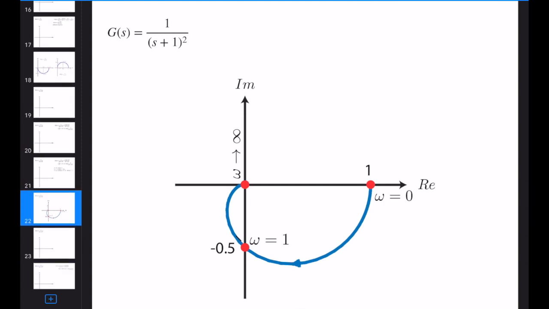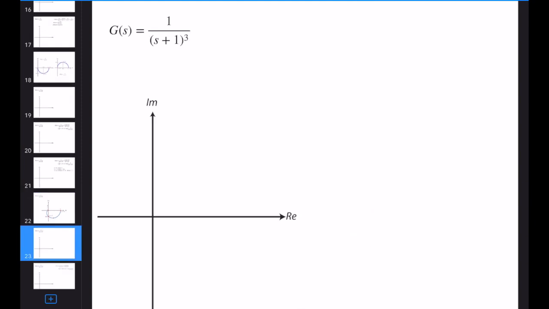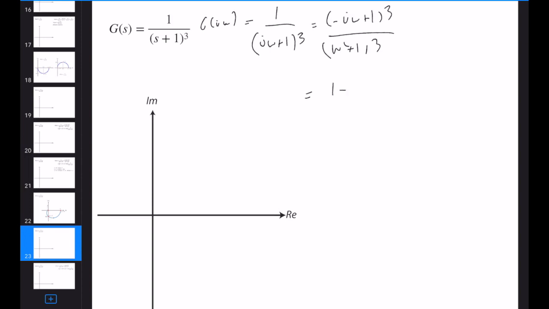Now let's go and test a different transfer function, which is a little bit more complicated than the previous one, of course. Now we have a third order transfer function. Let's do the same thing. G of j omega is equal to 1 over (j omega plus 1) cubed, which equals (minus j omega plus 1) cubed divided by (omega squared plus 1) cubed, and if we compute everything, we will obtain this omega squared plus 1 cubed.